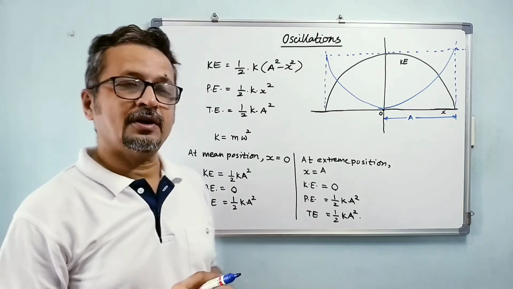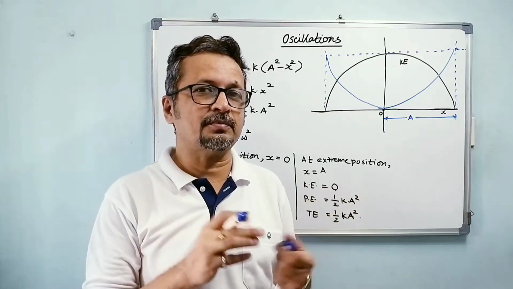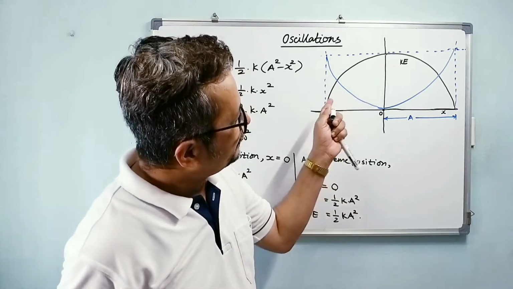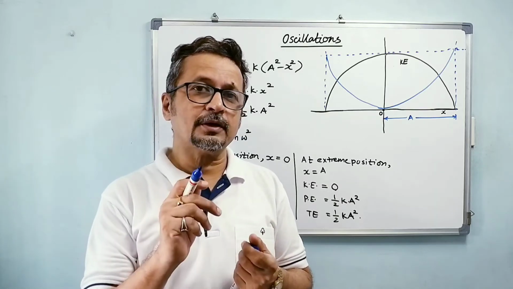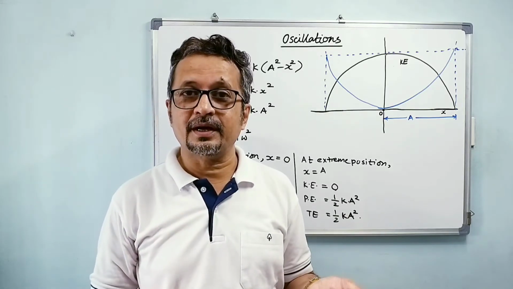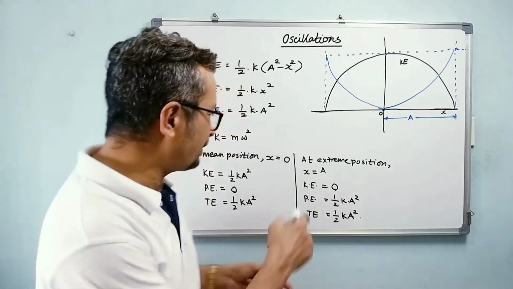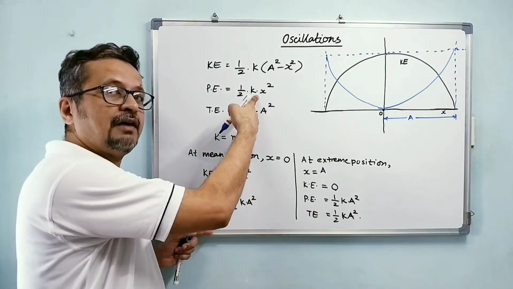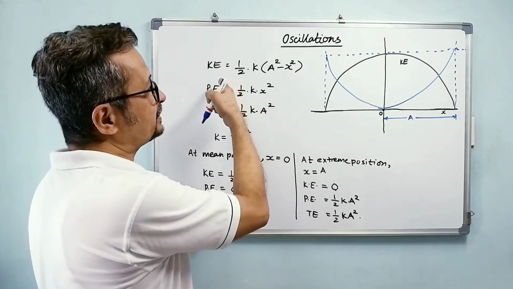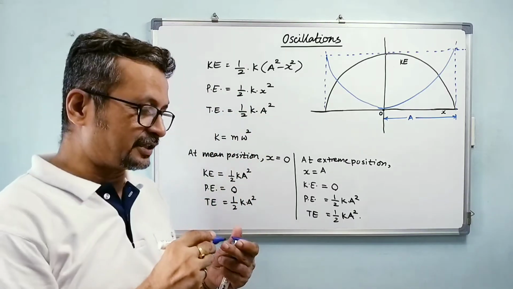Now, this thought might come to your mind, that why the graphs are like this. They look parabolic. Correct. They look parabolic because they are parabolic. And why are they parabolic? Because I have the expression half kx square here for potential energy, and kinetic energy half k into a square minus x square.